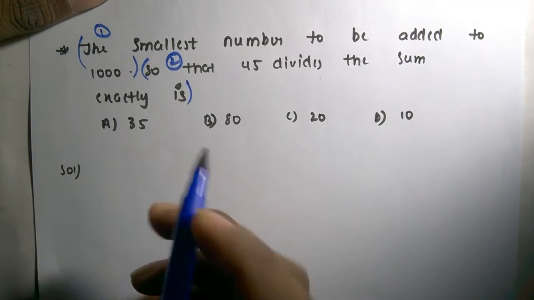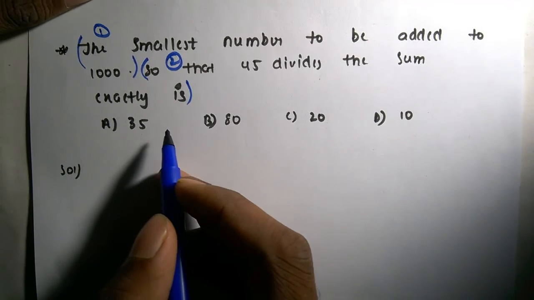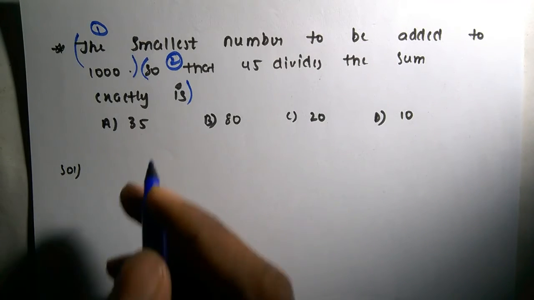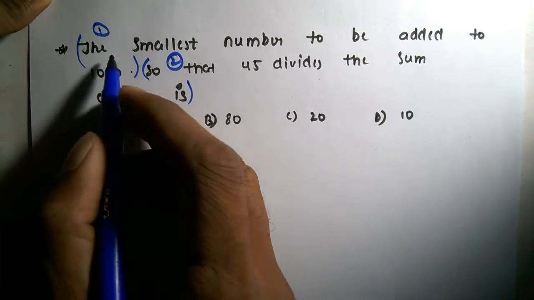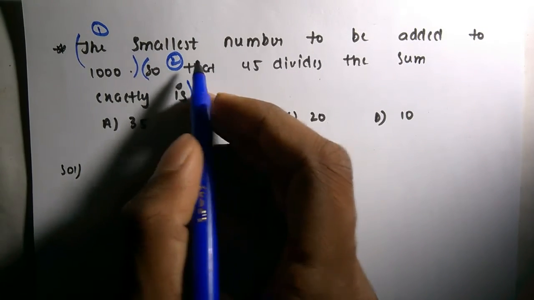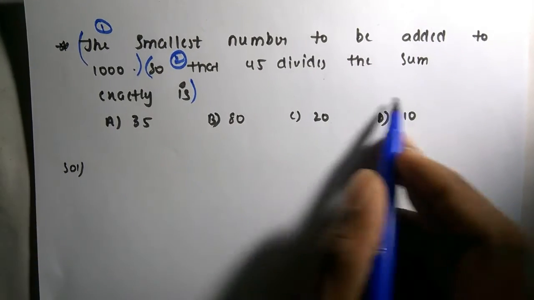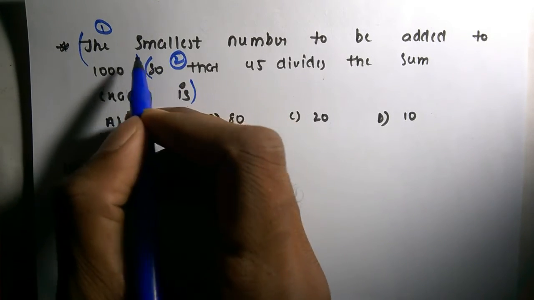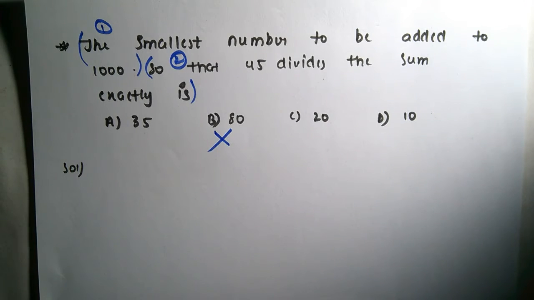Let us check these options: 35, 80, 20 and 10. Guys, for any question, read the question carefully. In the question itself there will be the answer. So let us do an elimination process for this. The smallest number has to be added to 1000. So what is the smallest number here? First check the biggest number. 80 is the biggest number, so this is not the correct answer, because in the first condition he has asked for the smallest number. So this is the biggest number and will not be the answer.